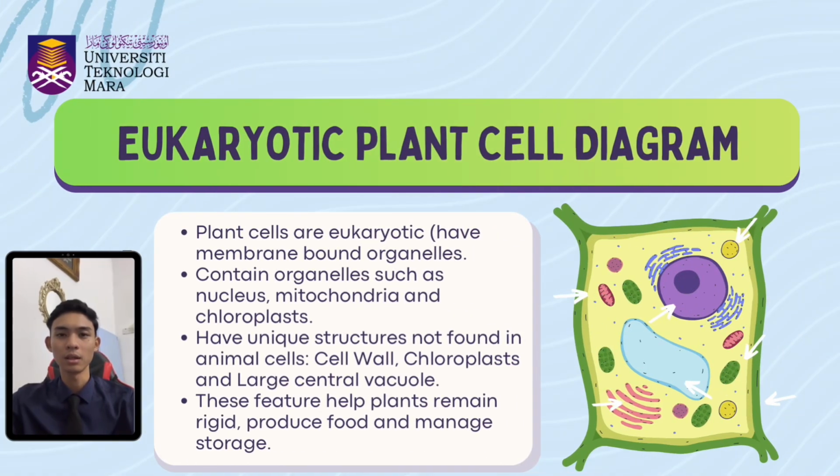Plant cells are eukaryotic, meaning they contain membrane-bound organelles such as the nucleus, mitochondria, and chloroplast. They have unique features compared to animal cells, for example, a cell wall, chloroplast, and a large central vacuole. This structure gives plants rigidity, allows photosynthesis, and helps store nutrients and water.